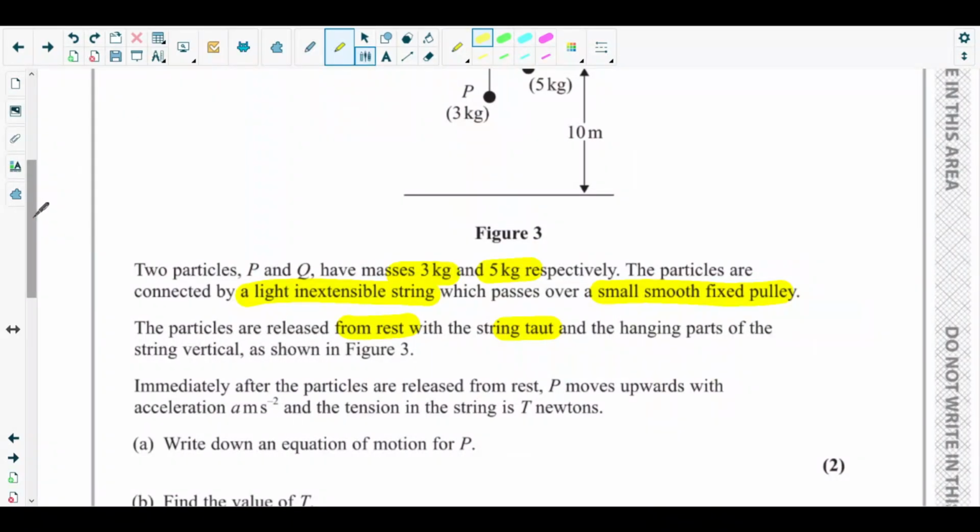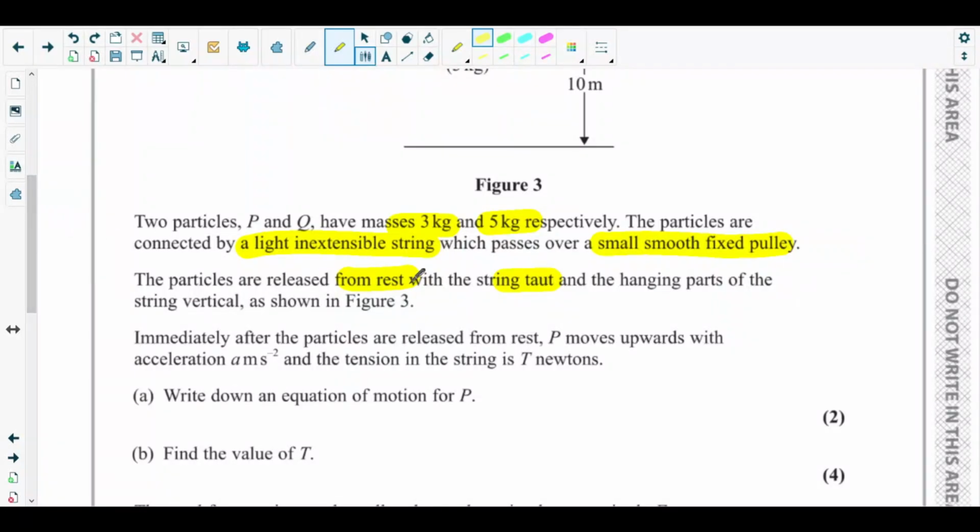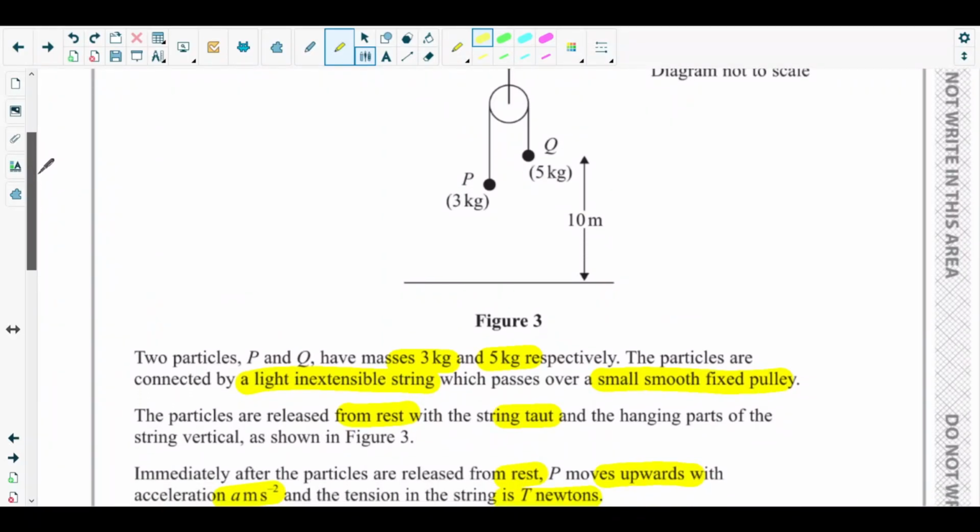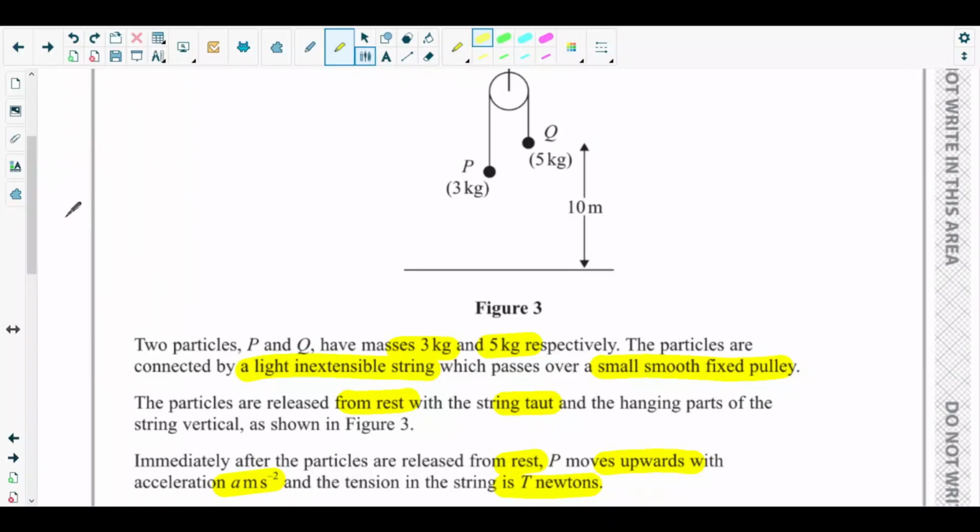Immediately after the particles are released from rest, P moves upward with acceleration a meters per second squared, and the tension in the string is T newtons. The tension in the string is what? T newtons.